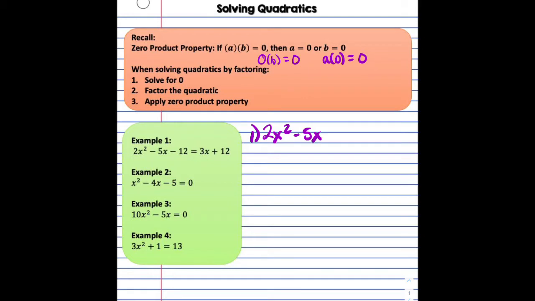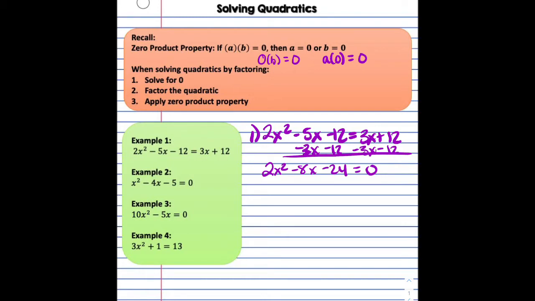So number 1 here, we have 2x squared minus 5x minus 12 equals 3x plus 12. So let's go ahead and solve. We want to get 0 on one side, so I'm going to go ahead and move 3x and 12 over to the other side. And this leaves me with 2x squared minus 8x minus 24 equals 0.